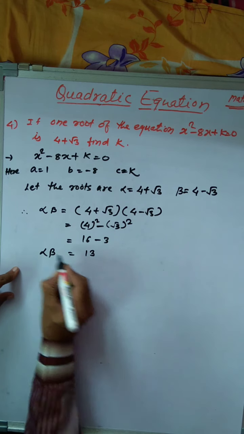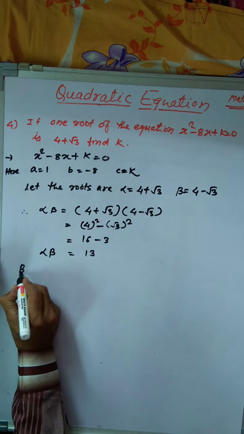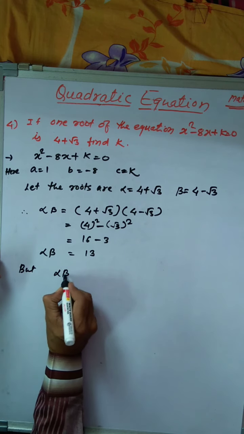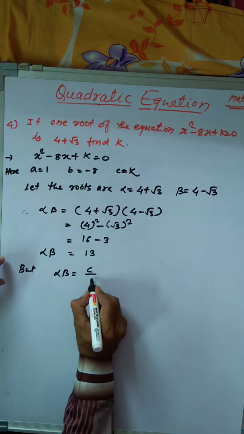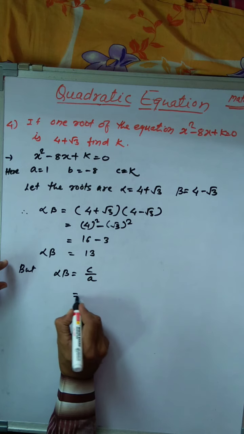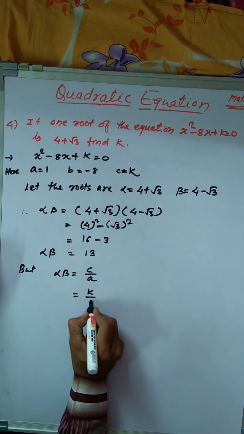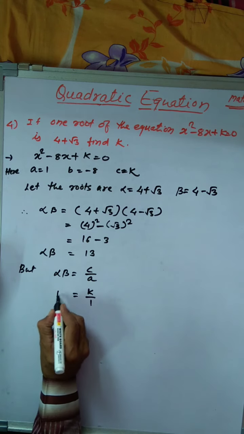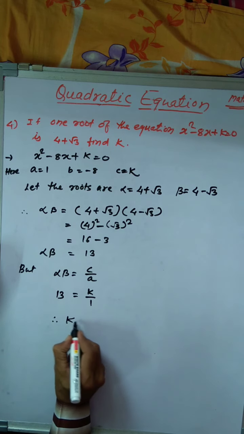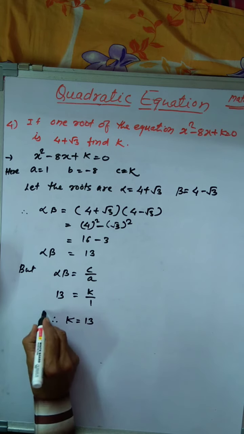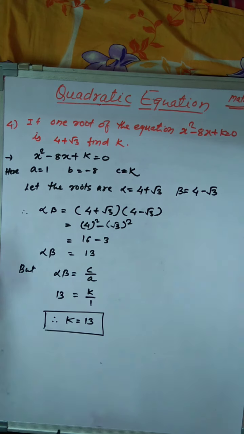Alpha into beta is equal to 13, but alpha into beta, the product, is equal to c upon a, and hence c upon 1 is equal to k upon 1, which is equal to 13. Therefore, the value of k is equal to 13.